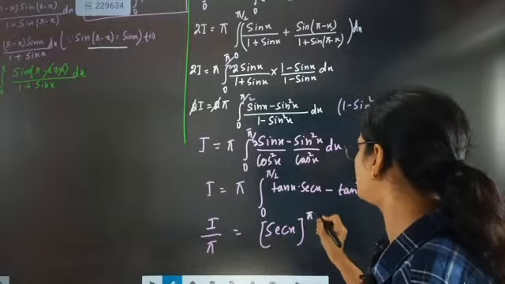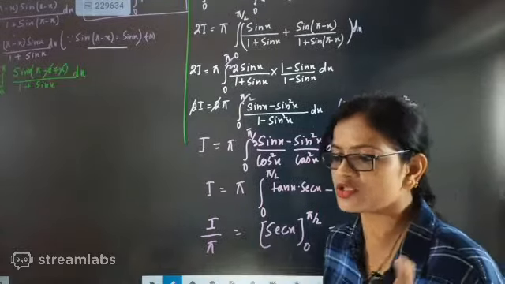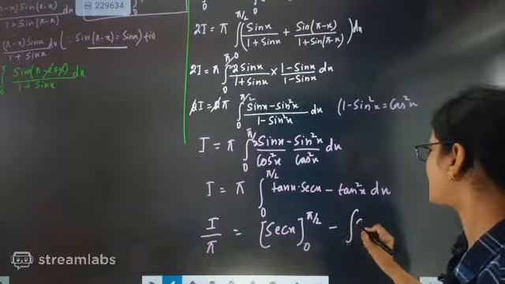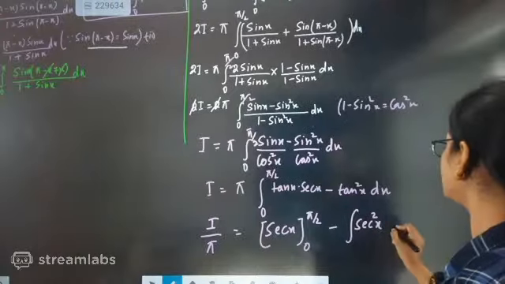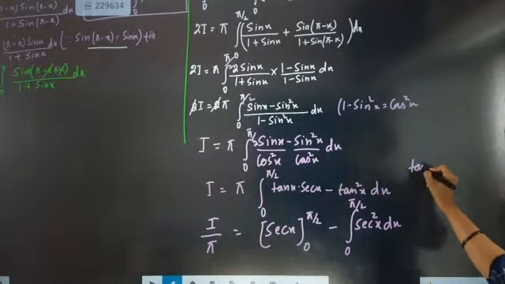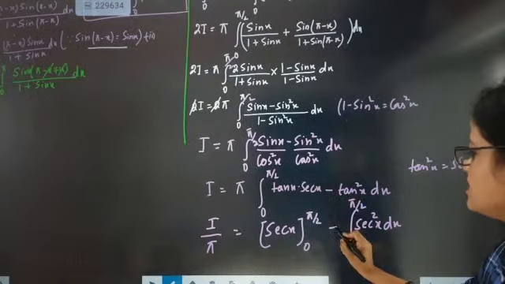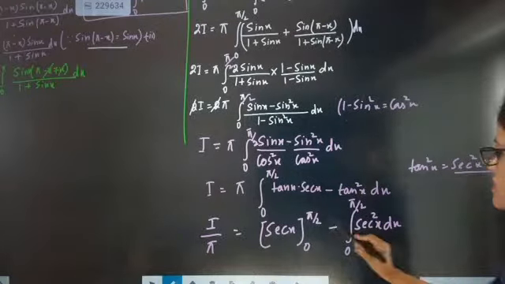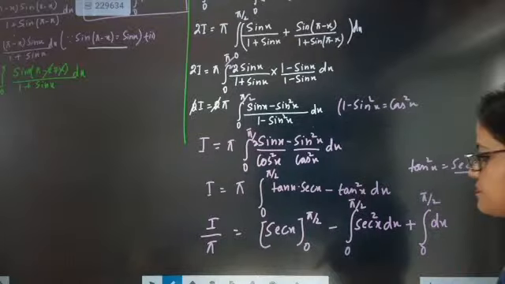Now pi by 2 to 0, minus, but this part tan square x, we know that there is no formula like that. So what we are going to do here is write it in terms of secant square x. We know that tan square x is nothing but secant square x minus 1. So secant square x dx from 0 to pi by 2, and since tan square x equals secant square x minus 1, the minus and minus will become plus, and here it is going to be dx from 0 to pi by 2.